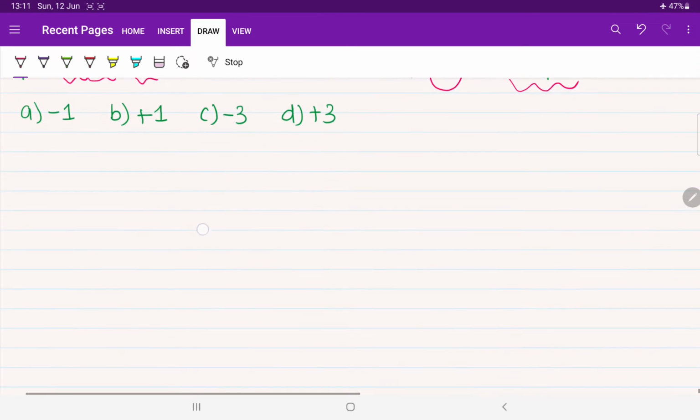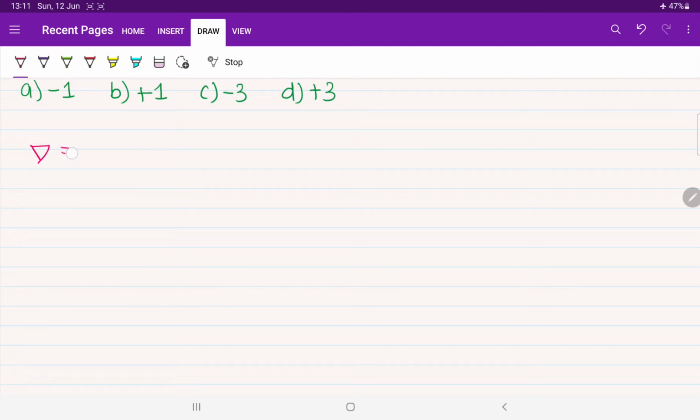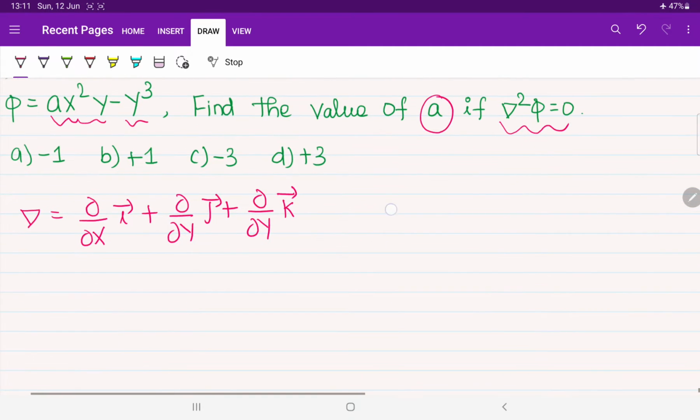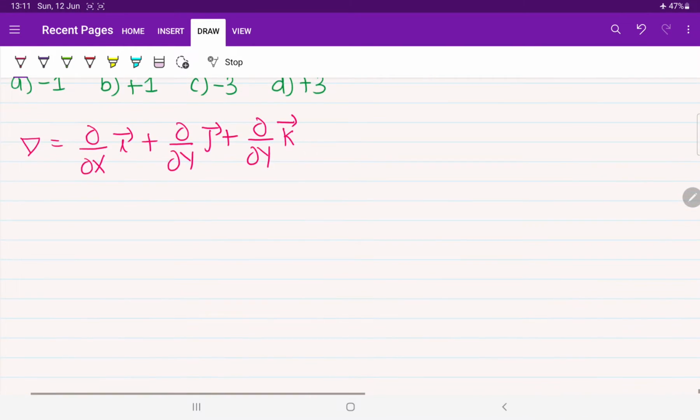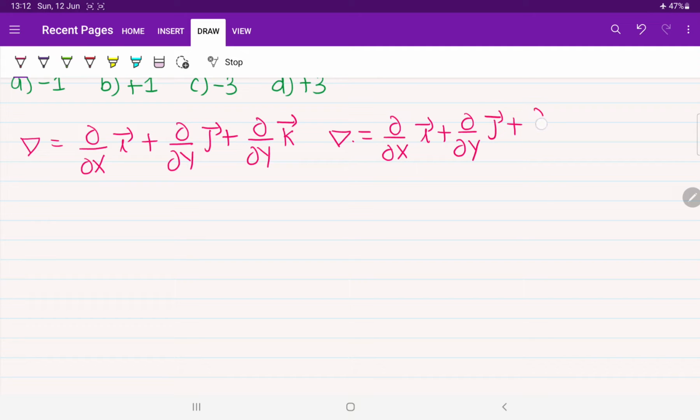Del is the operator del, and we know how to write down the operator del. Operator del can be defined as dou by dou x into i vector plus dou by dou y into j vector plus dou by dou z into k vector. This is the representation of operator del, but we need del square. How can we express del square? Let me write down the value of del one more time. Del can be written as dou by dou x into i vector plus dou by dou y into j vector plus dou by dou z into k vector.